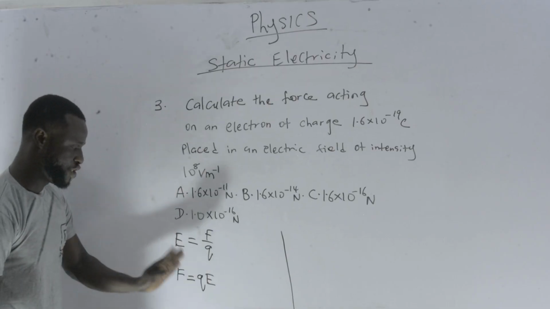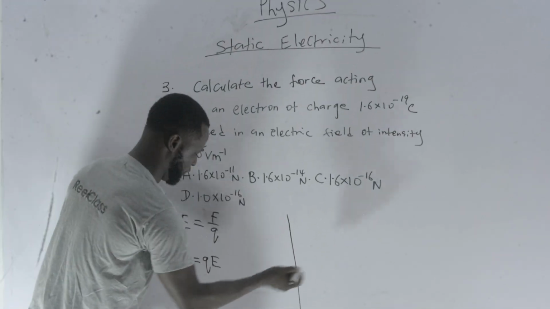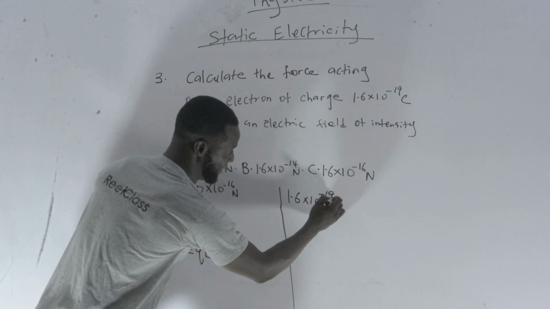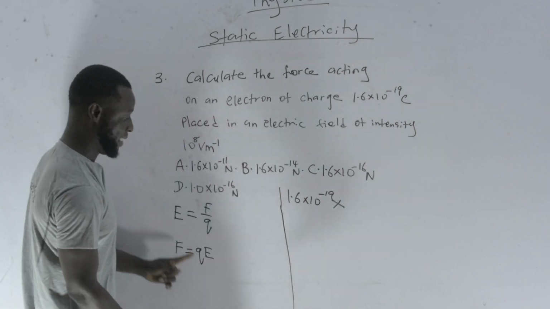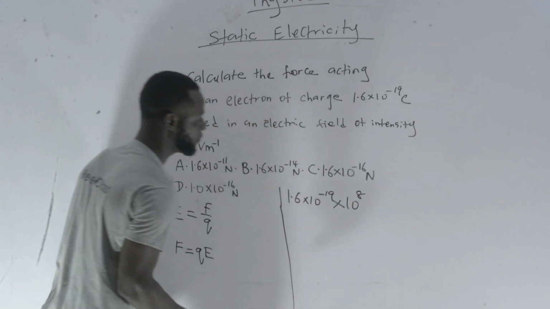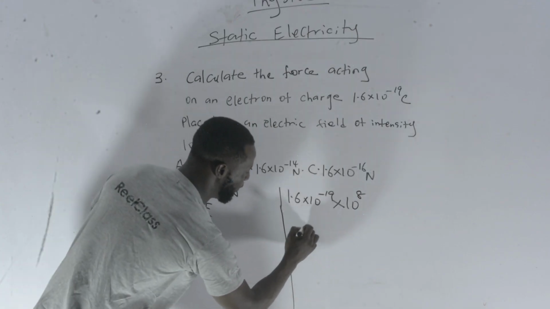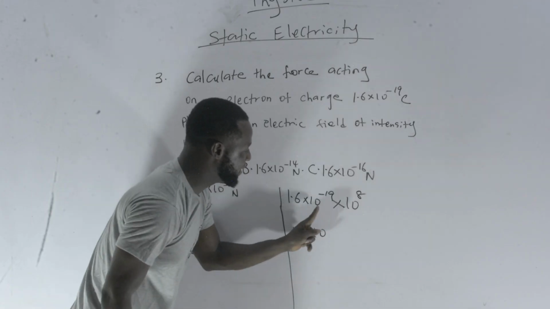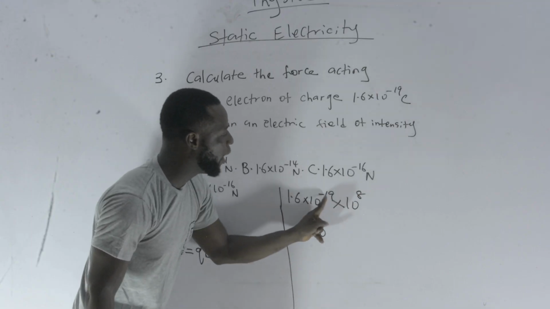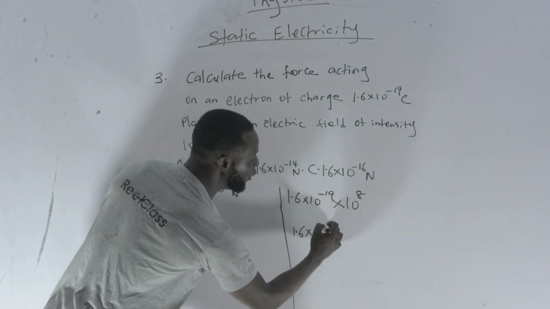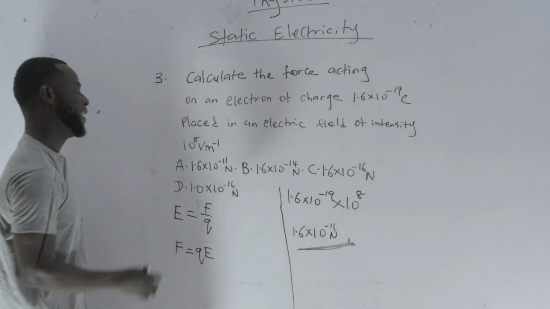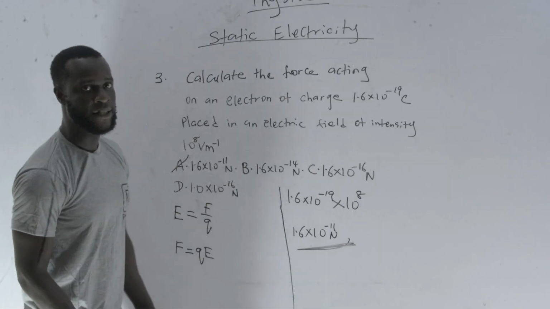Now, Q is charge, E is the electric field. So from here, I'll have 1.6 times 10⁻¹⁹ times, that is my charge, but what is my electric field intensity? It is 10⁸. From here, I'm saying 1.6 times 10 to the power. This is 10, this is 10, that's why I picked 1.6 from the law of indices. Then I have to add up the power. -19 plus 8 will give me -11. So 1.6 times 10⁻¹¹ Newton. And that's option A. Let's look at another question.